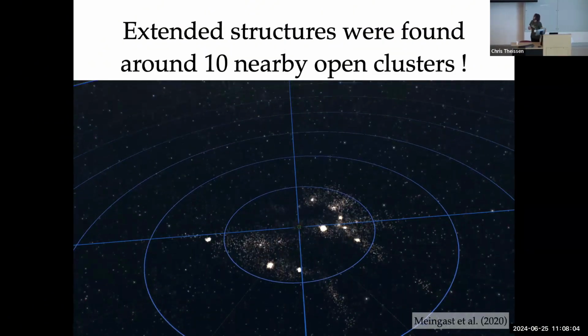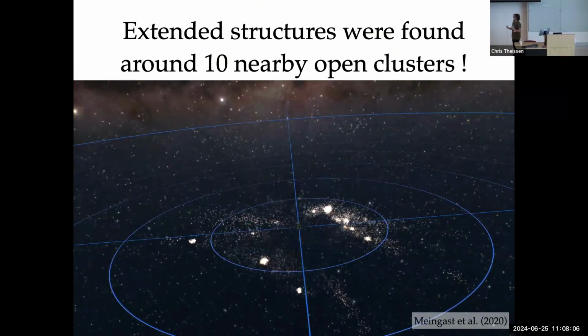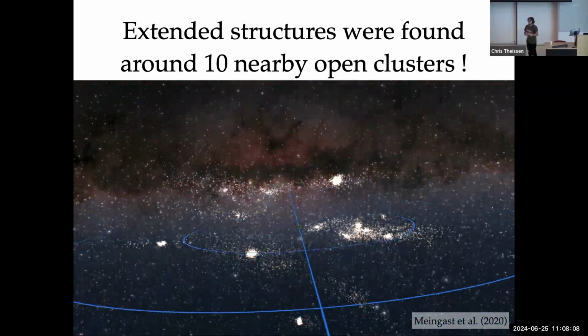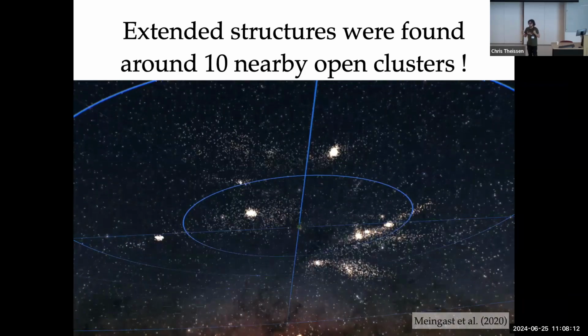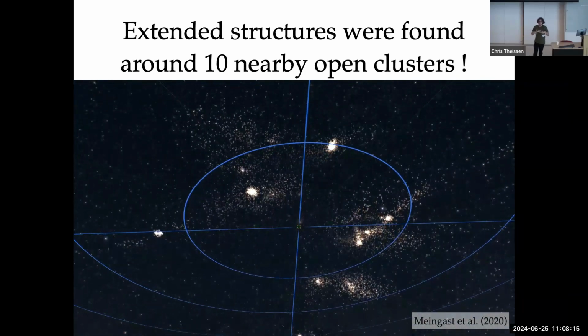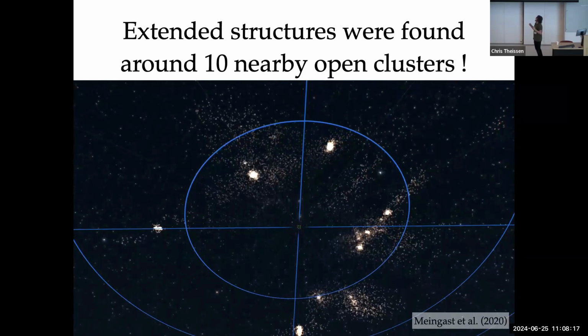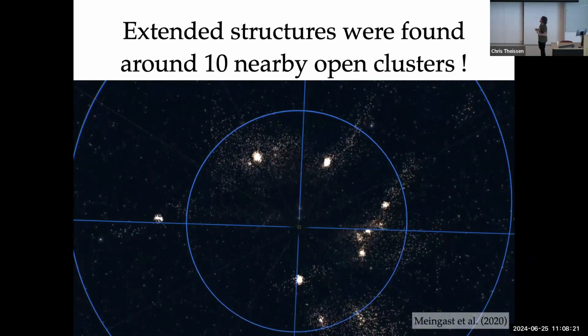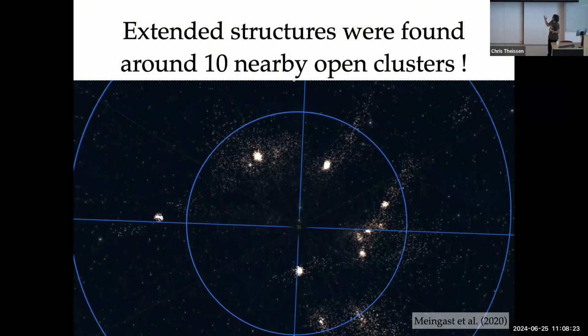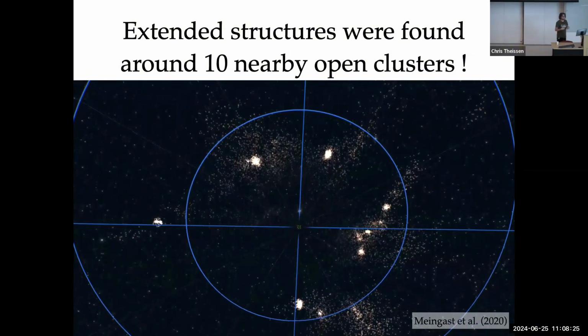Another example of this is some of the coronae found around open clusters by Meingast. And not all of these are tidal tails. Some of these are too young, and they're probably loose associations that formed from the same molecular cloud complex as the associated open clusters. So there's a lot of these in the solar neighborhood, and we are still finding a lot more.